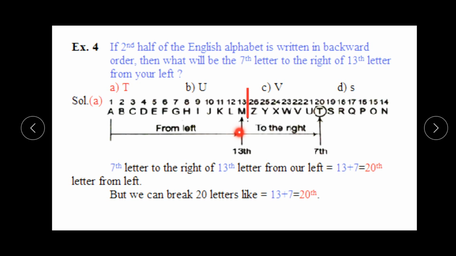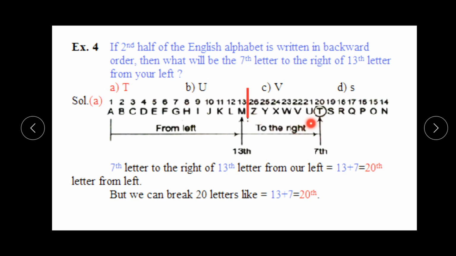In the first half we know there are 13 letters. It means 13 plus 7, that is the 20th letter. These first 13 we know very well, A to M, and for the 7th letter, because the second half is in reverse order, from the back side, what is the 7th letter? It will be the opposite of Z. G's opposite is T, GT road. We know about the opposite letters. It means the 7th letter will be T.